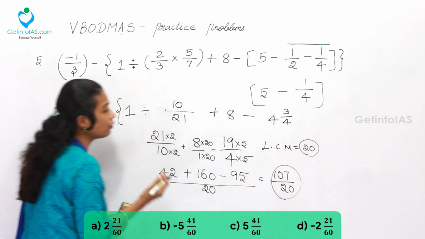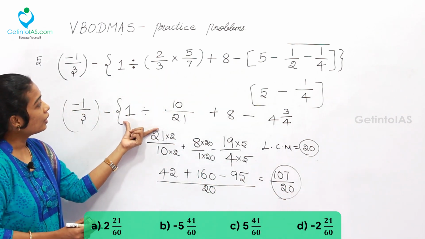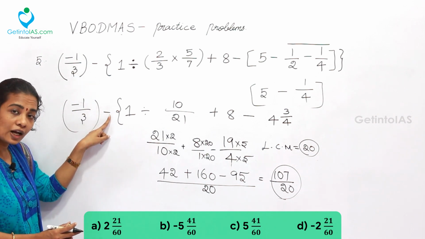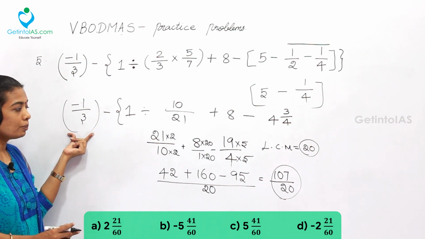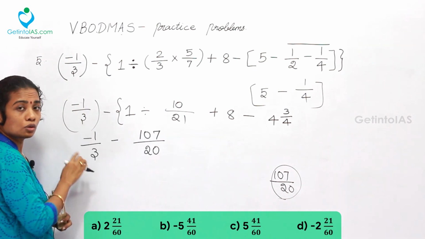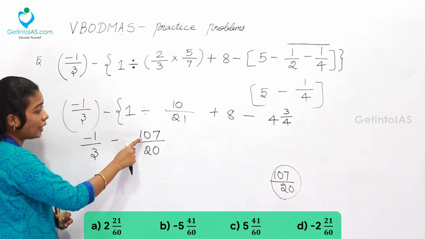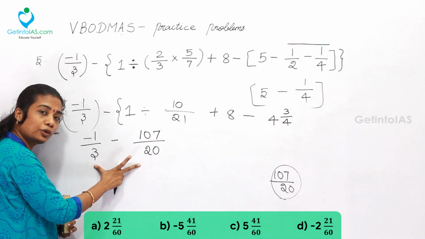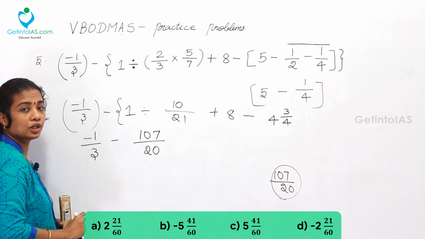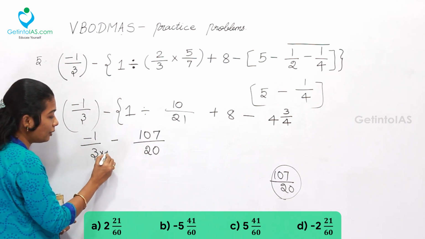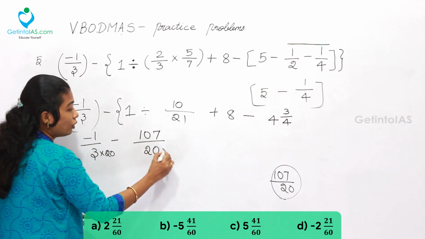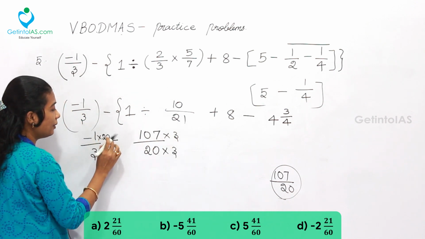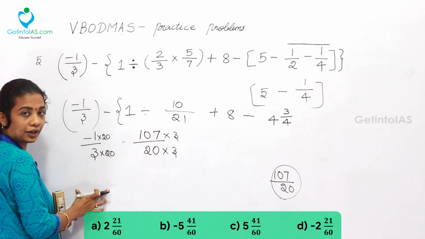This is the result for what? This is the result for these parts together. So finally this part is to be subtracted from this value, that is minus 1 by 3. Let's do that. So minus 1 by 3, you want to subtract this 107 by 20. For that you want to take the LCM of 3 and 20. Both are co-prime to each other. So in such a case, you want to multiply here with 20 and here with 3. So the numerator also is to be multiplied with the same numbers. So what is the final result?